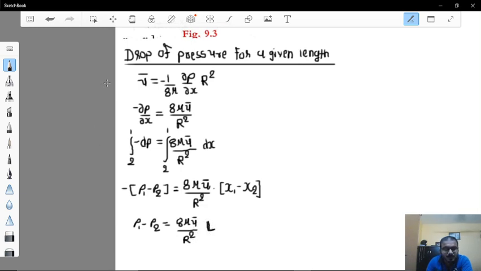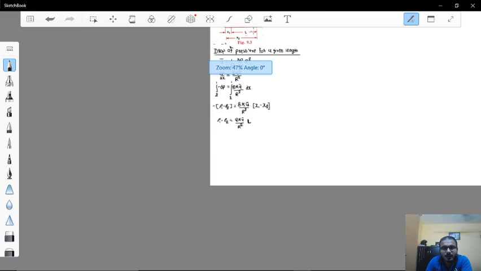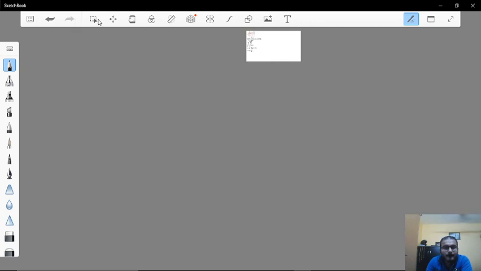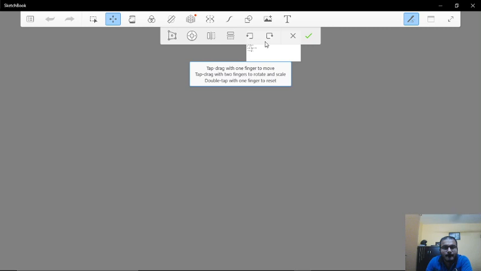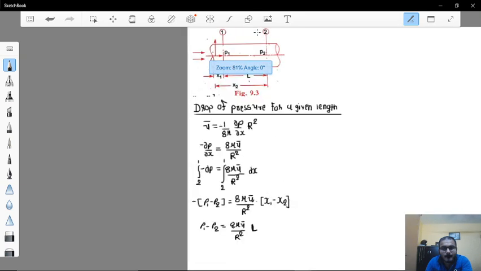Why is this L coming? Because in this figure, the difference between x2 minus x1 is L. Let me write down over here that actually x2 minus x1 is equal to L. So that's why we are getting this.